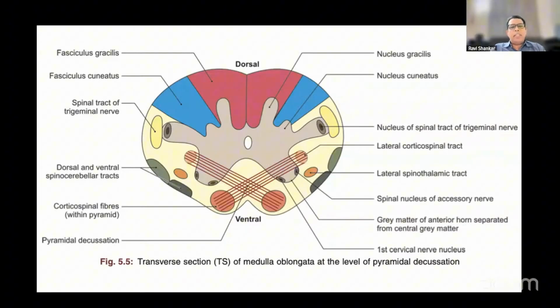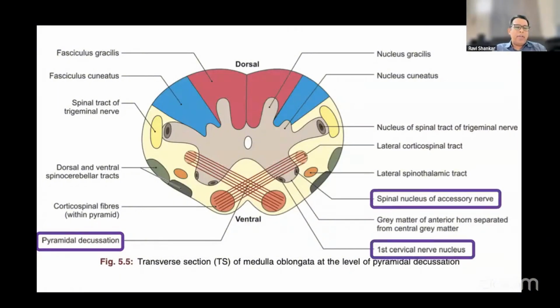So if we divide this medulla into the gray matter and the white matter, we see that in the gray matter, the decussating pyramidal fibers separate anterior horn from central gray matter. So this is the pyramidal decussation that we are seeing, and it divides the gray matter into two halves, a small anterior half and the large posterior half. This divides the gray matter into central gray matter and an anterior horn. Separated anterior horn forms the spinal nucleus of the accessory nerve laterally and the supraspinal nucleus of the first cervical nerve.